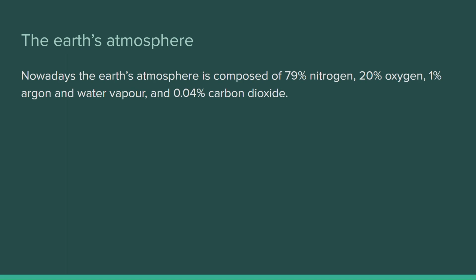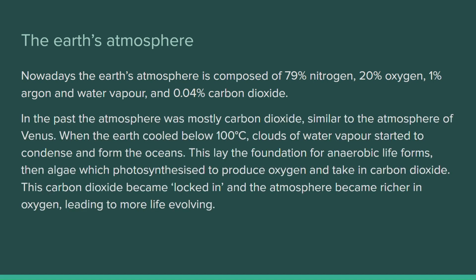Now onto the Earth's atmosphere. So nowadays, the Earth's atmosphere is made up of 79% nitrogen, 20% oxygen, 1% argon and water vapor, and 0.04% carbon dioxide. In the past, the atmosphere was mostly carbon dioxide, similar to how the atmosphere of Venus is now.